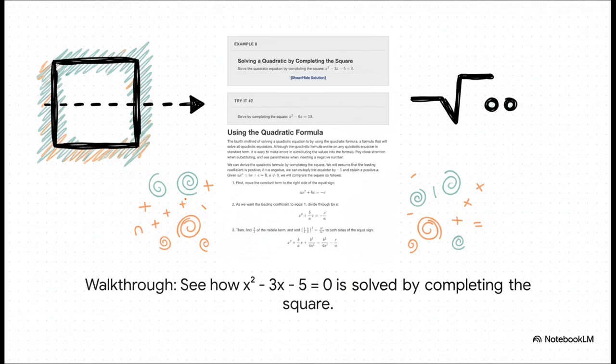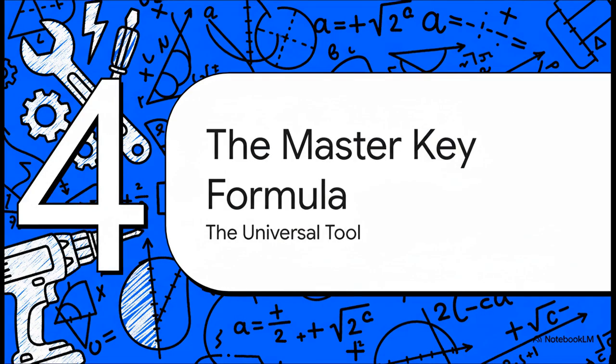Why? Because now the left side is a perfect square, (x minus 1.5) squared. And from there, it's easy. Just take the square root of both sides, and you're on your way to the solution. It's a seriously powerful technique. So we have some fantastic tools in our kit.